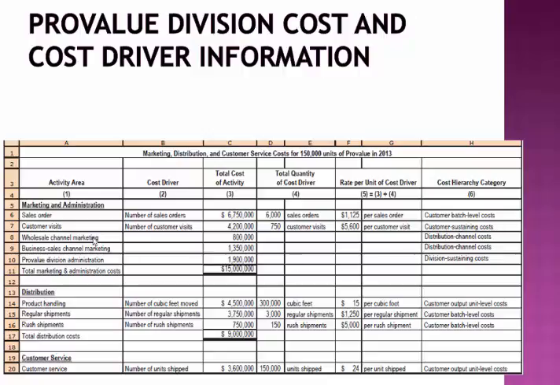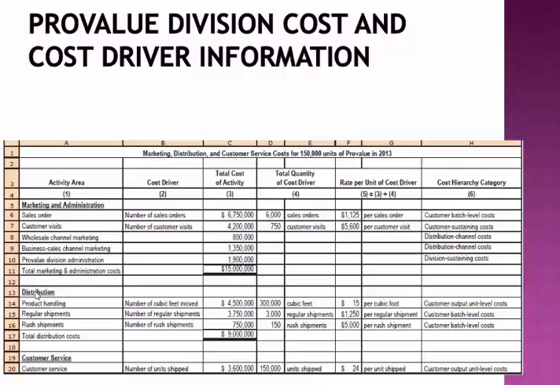We've got wholesale channel marketing and business sales channel marketing. These are distribution channel costs. These are some of those examples of ones that we're not tracing directly to our customers. Here's another one that isn't getting traced directly, one of those division sustaining costs. We've got the division administration cost of 1.9.